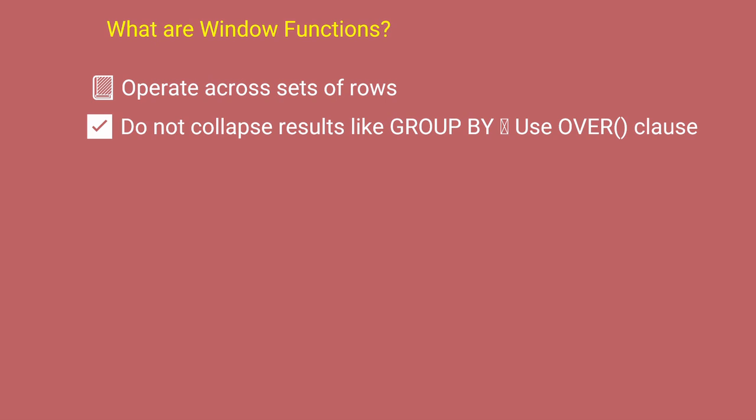Window functions operate across sets of rows but don't collapse results like group by. They use the over clause to define how rows are partitioned and ordered.